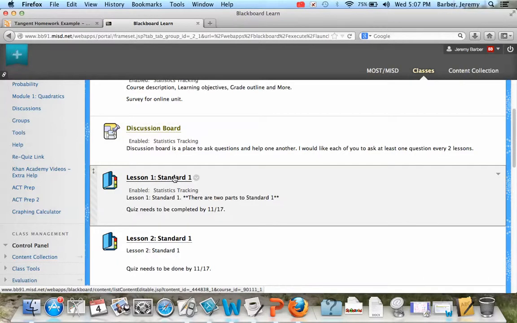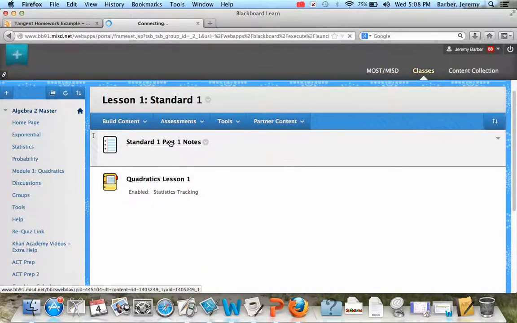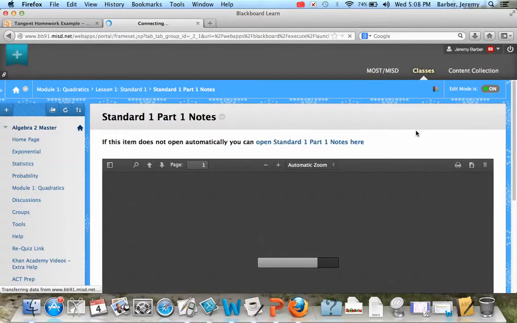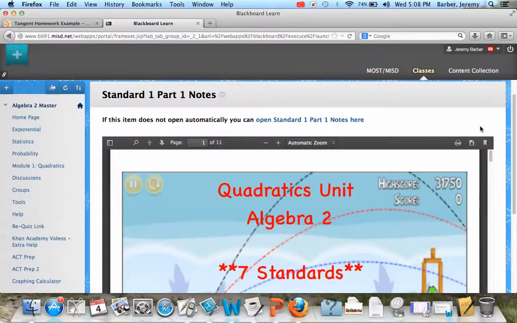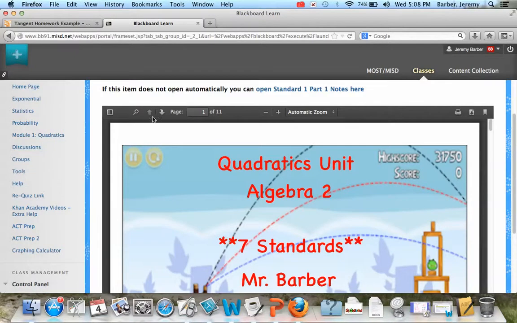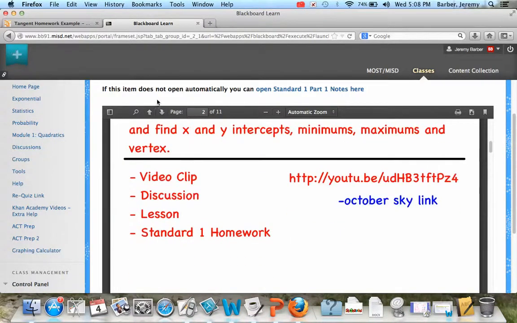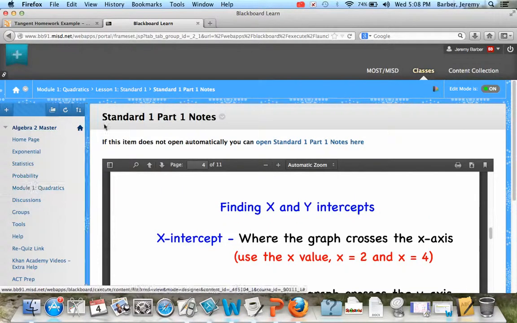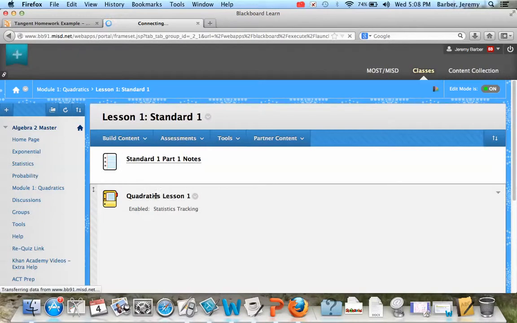Here is standard 1. Like I said, we broke it into standards. So if a student comes in, they click on this, and right away they can open up the notes, and it'll open up as a PDF on their iPads. So this is what they see. This is what I put on my smartboard. As we go through it, they can write over top of it, and they can take any notes they want. Another thing that I can put on here is quizzes. Let me show you a quiz.